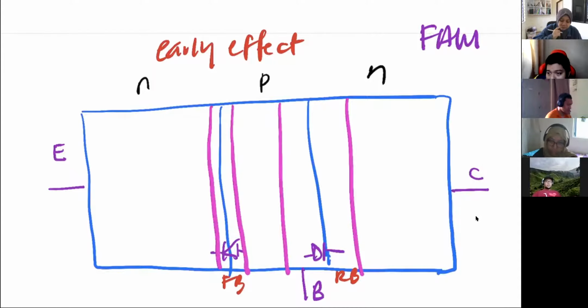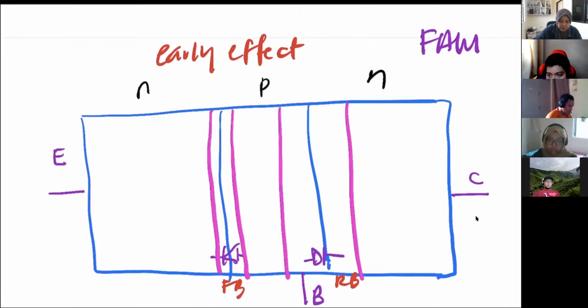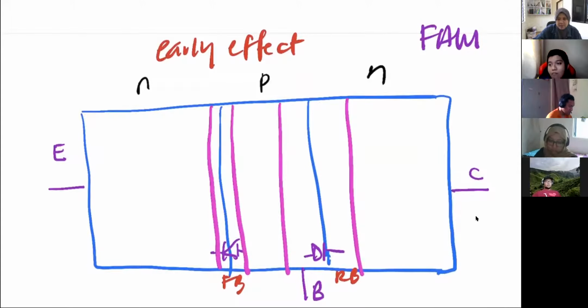Okay, now if you remember the graph I drew earlier, at high VCE, meaning that when VCE is high, it means the VBC, the base to collector junction, is also high, meaning higher reverse bias. At higher reverse bias, what happens is you see this slope. It means the current is increasing more than what it should be. Why?